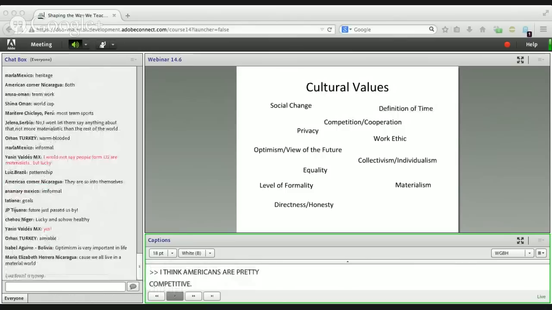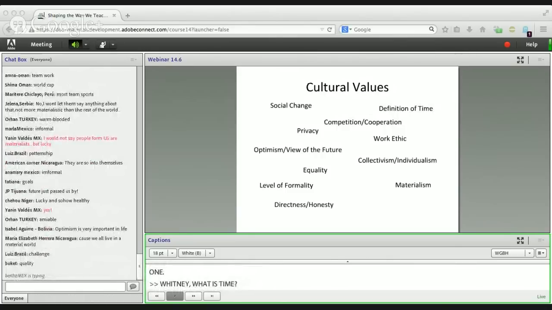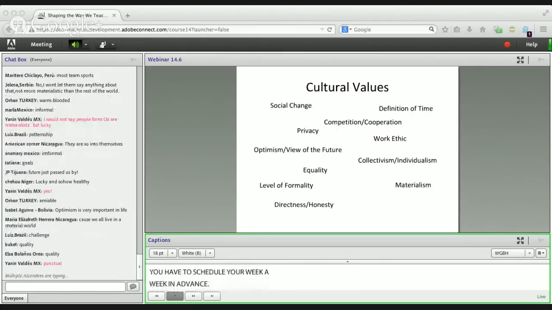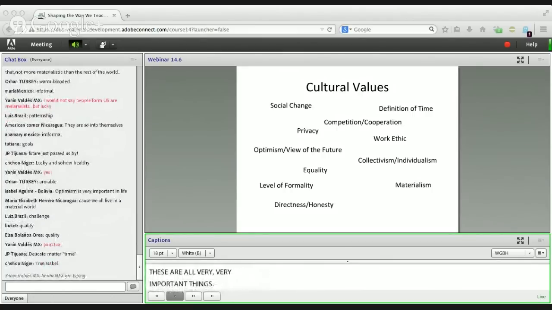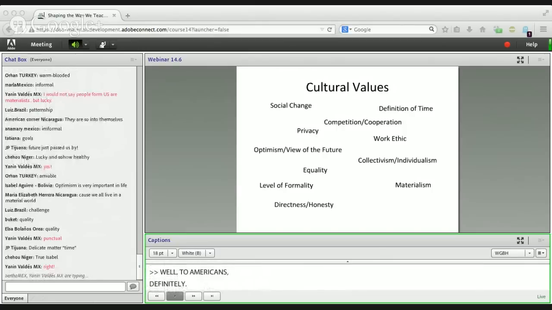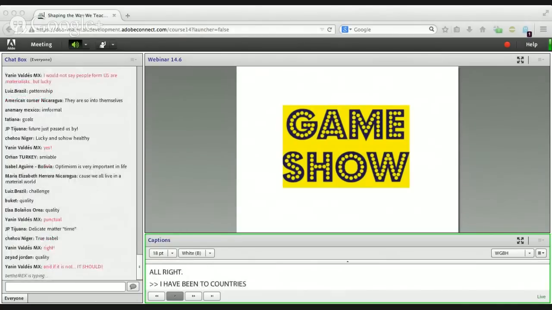Definition of time is a good one. Whitney, what is time? Time is very, very important. You have to be on schedule, you have to make appointments, you have to schedule your week a week in advance. These are all very important things to everyone, right? Well, to Americans, definitely. Well, in different ways. Don't you think? I've been to countries where the definition of time is very different from my own. Absolutely.